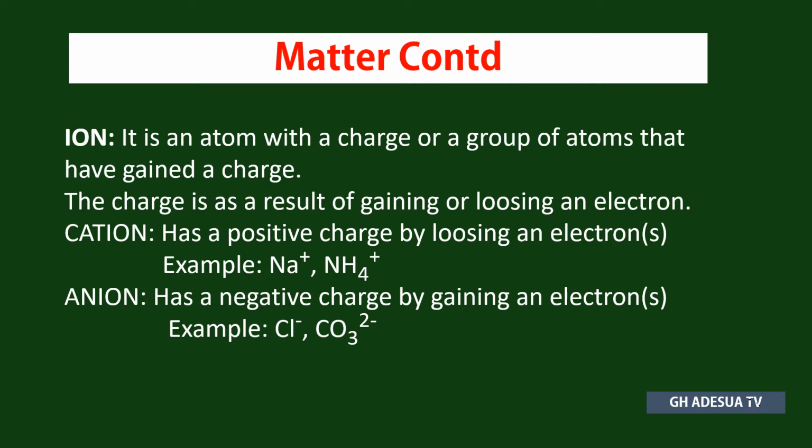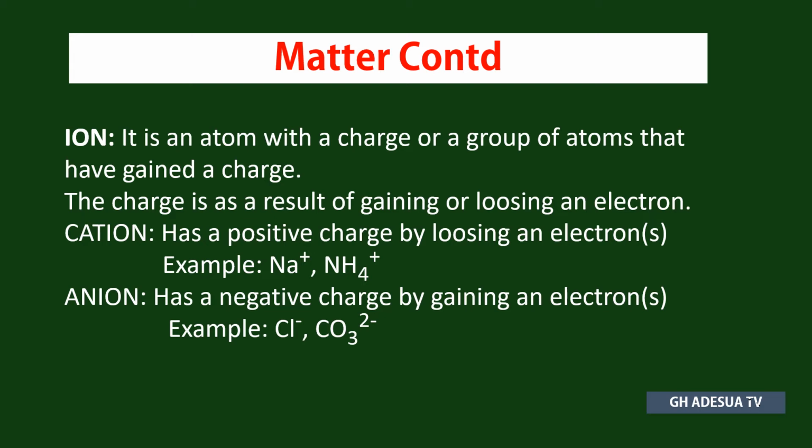Now, how do you come about this charge? The charge is as a result of losing or gaining an electron. So when you gain an electron or you lose an electron, you would have a charge. Then we talk about a cation. A cation has a positive charge. So it is an ion with a positive charge.